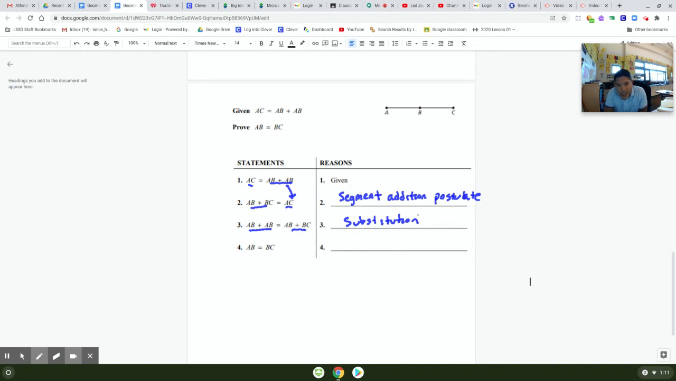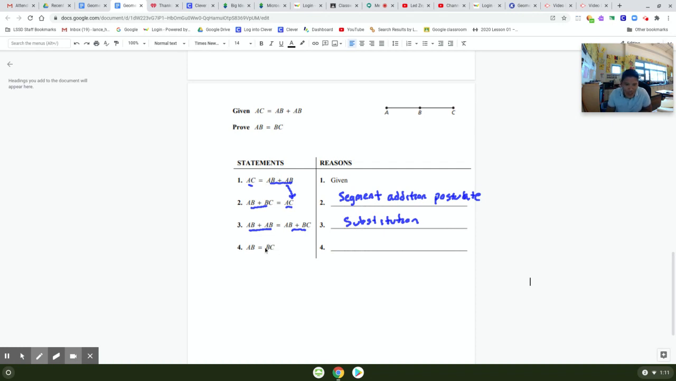The other reason that you can give is the transitive property. You can think about it like this: if A equals B, and A equals C, then B equals C. So you could also write the transitive property. Okay, and then the last statement, AB is equal to BC.